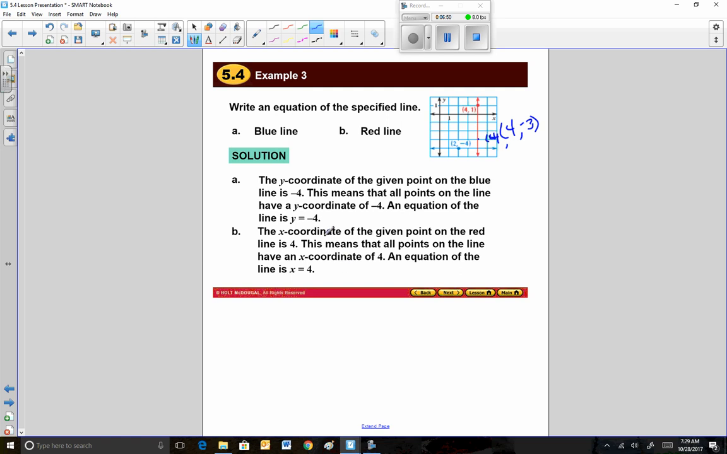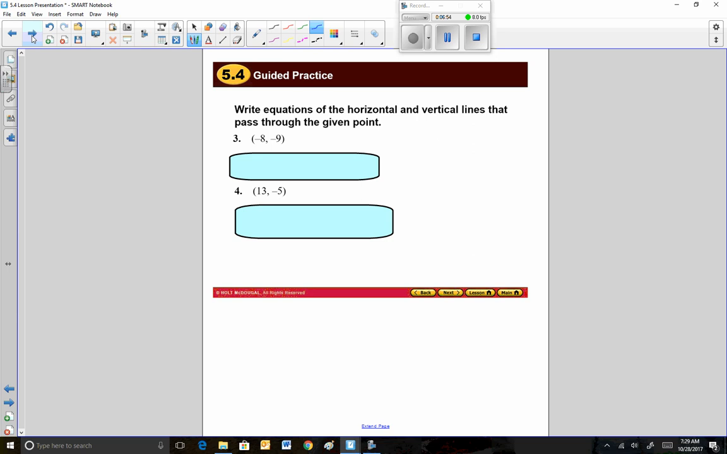All right. Let's have you guys try one out. Try these two out. A horizontal line will always be y equals. A vertical line will always be x equals. Pause your video and give it a try.